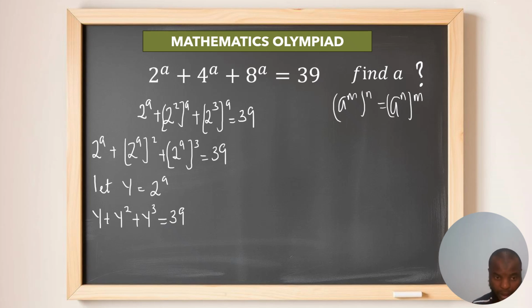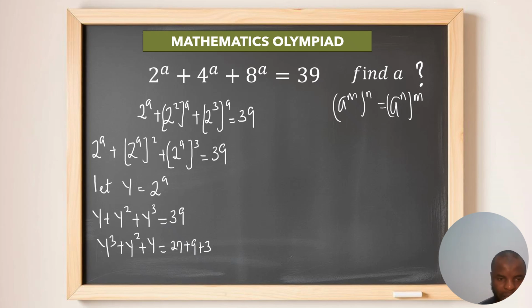So let's do something here. I can write this as y cubed plus y squared plus y equals 27 plus 9 plus 3. Look at this: 27 plus 9 is 36, and 36 plus 3 is 39. So when y equals 3, this equation is satisfied. But how many solutions do we have for y? This is something we need to cross-check.